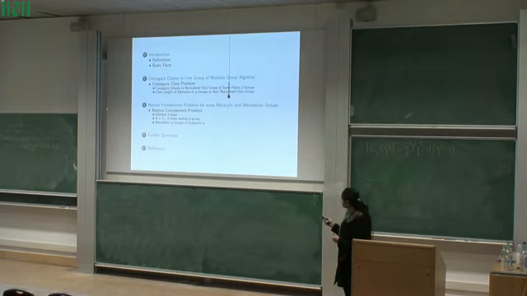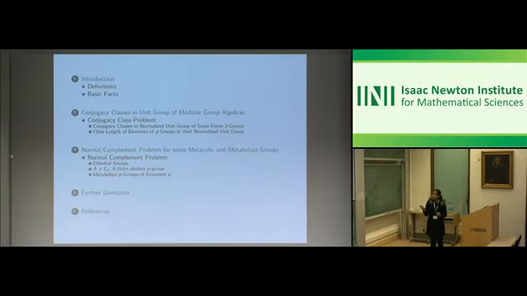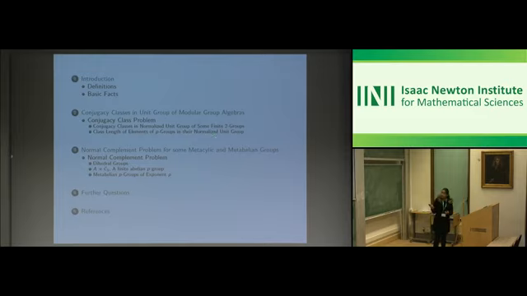In this conjugacy class problem, we discuss the status of this problem over some finite p groups, first for the even prime and then for the odd prime. And then the normal complement problem we discuss for some of these classes of groups.